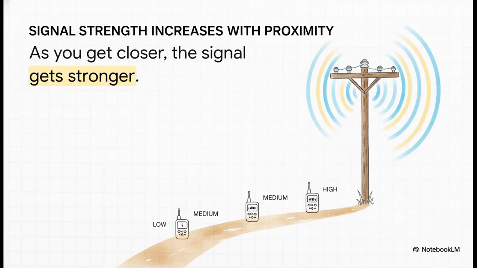And the logic behind this couldn't be simpler. It's just physics. Radio signals, kind of like sound from a speaker, get weaker the farther you move away from the source. So even with obstacles like buildings and trees messing things up a bit, that fundamental rule holds true. The signal is always going to be strongest right next to whatever is blasting it out. Our job is just to follow that signal strength uphill.